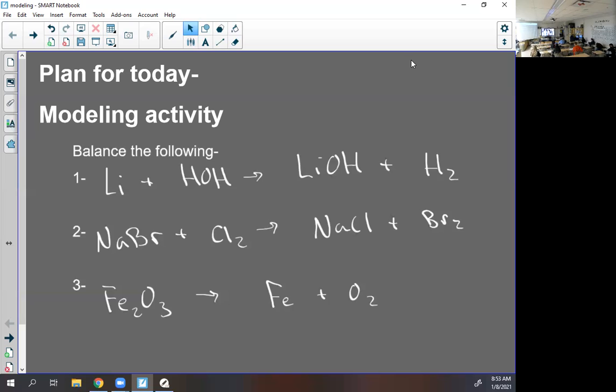Anyway, so write the formula, then do the drop and swap to make sure the formula is correct, then balance, then draw, then color.